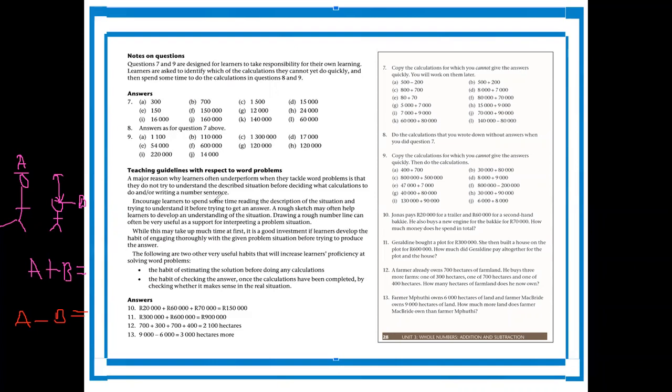Encourage learners to spend some time reading the description of the situation and trying to understand it before trying to get an answer. A rough sketch may often help learners to develop an understanding of the situation. Drawing a rough number line can often be very useful as a support for interpreting a problem situation.